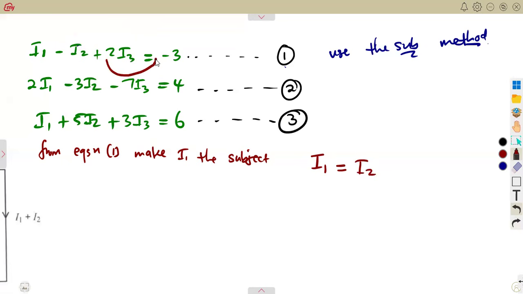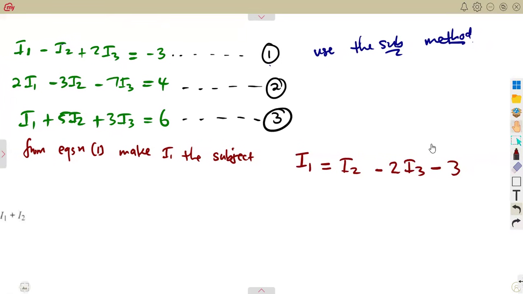If we take I3 to the other side, it will be a negative because it crossed an equal sign. So that's minus 2 I3. Already, there is a minus 3 on the right-hand side, so this is not affected at all. It's already on that side, so it's not going to be affected.